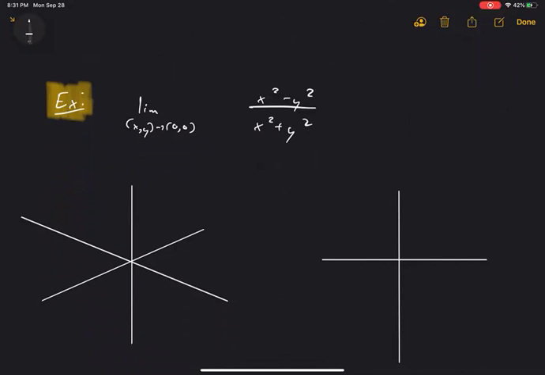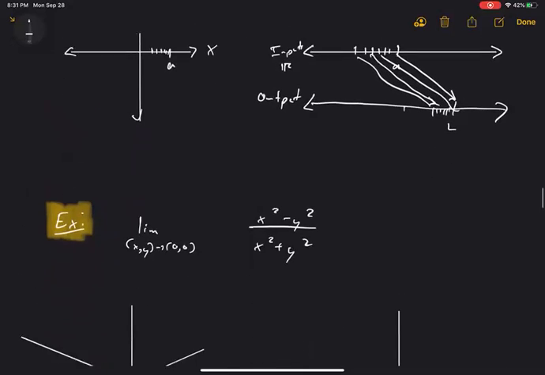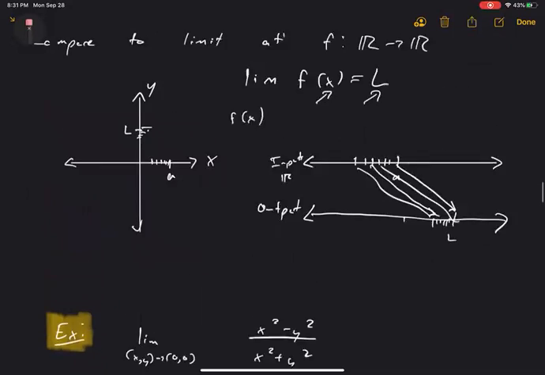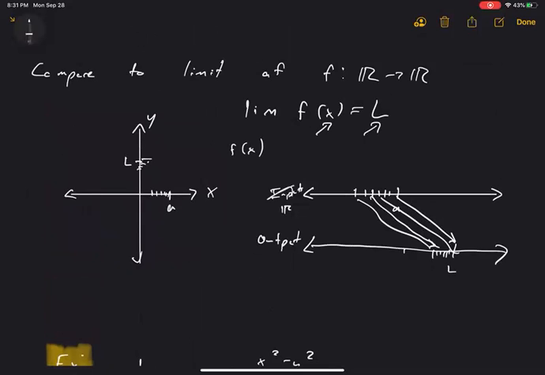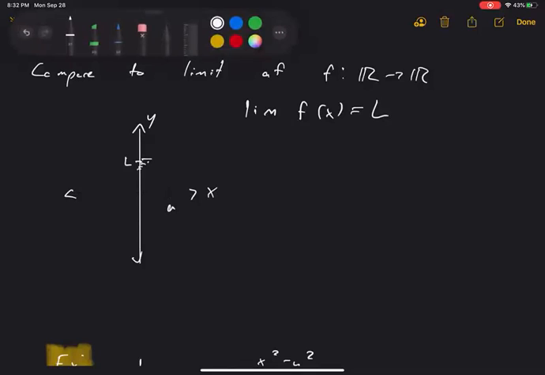All right, so now we can start looking at some examples and some counterexamples, really. So this idea, remember what can go wrong with limits in one dimension. This is, I think, where I was going with this example. For a limit to exist, it has to be the same. If we're talking about just a single variable function, it has to be the same from both directions, right?